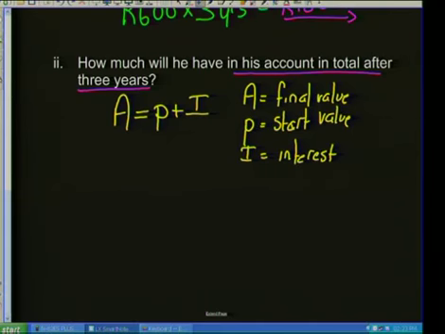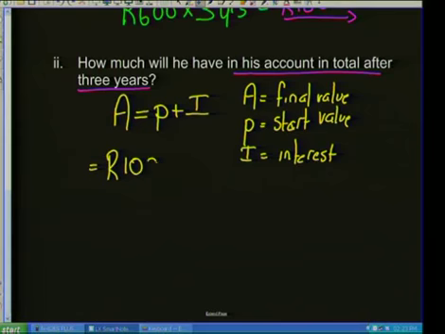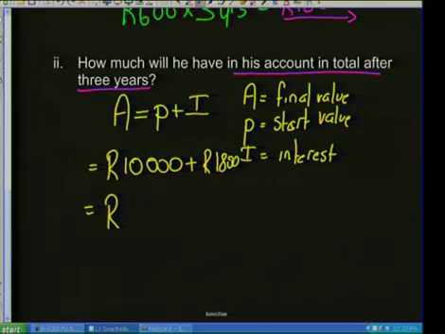This is something you don't necessarily need to have the formula for, because in actual fact, what has he got in his account? He's got what he started with, what he put into the account, plus all the interest that he had. But I could type it into this formula. So our principal was 10,000 Rand, and our interest was 1,800. And in total, we now can add our 10,000 to that, and we see that he had 11,800. So that's what he had in total in his bank account.